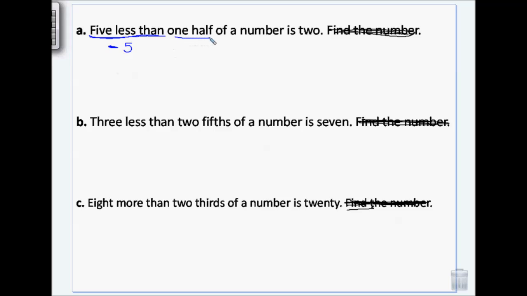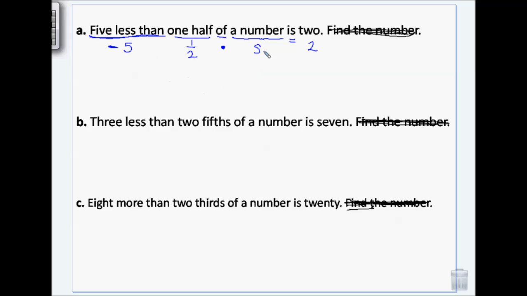Then we have 1/2 of, which is multiplication. Anytime it says "a number," that's just a variable. We can use any variable we want. What letter would you like to use? S. Is equals, and then 2.